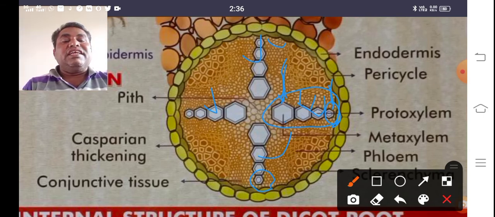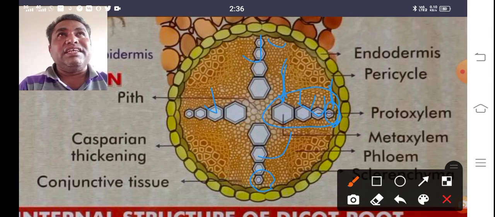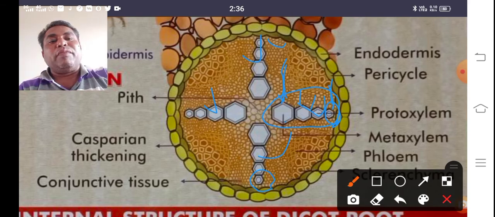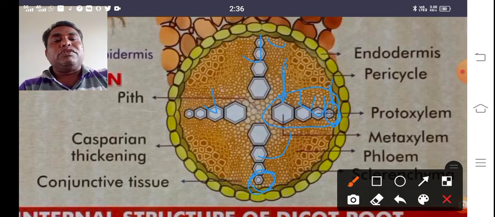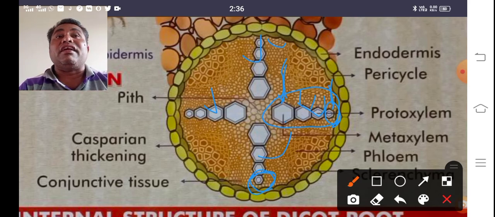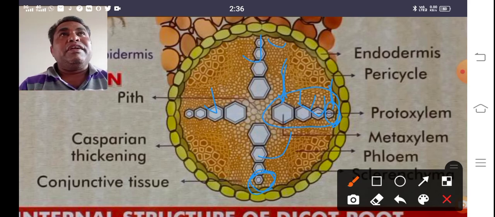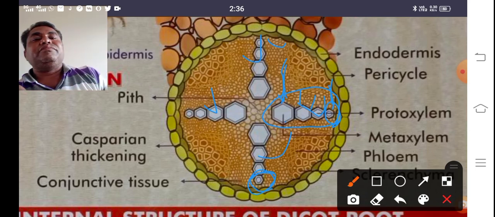Hence the condition is exarch. The xylem condition in the dicot root is exarch. So whenever they ask, in the dicot root the xylem condition is exarch. Why? Because the smaller xylem cells, the protoxylem cells, are present towards the peripheral region. Hence the xylem condition is exarch. How many patches of xylem? Four. Hence the condition of the xylem is tetrarch. The arrangement of the cells is exarch. Keep that in your mind.